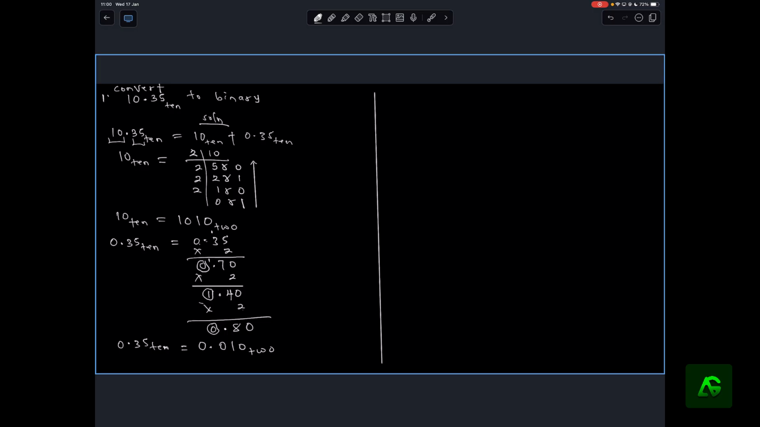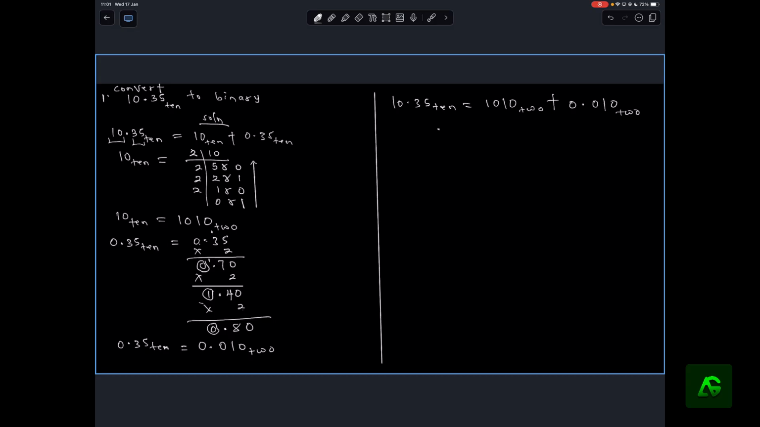Okay, now back to what we are solving. 10.35 in base 10 is equal to, we split it into this plus this. The value of this one in base 2 is 1010 in base 2, plus this other value, which in base 2 is 0.010.